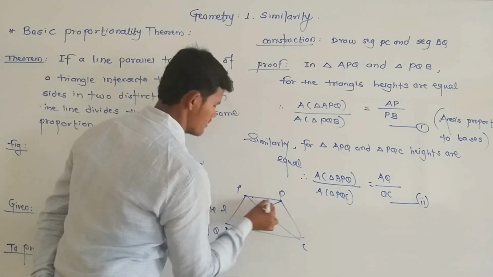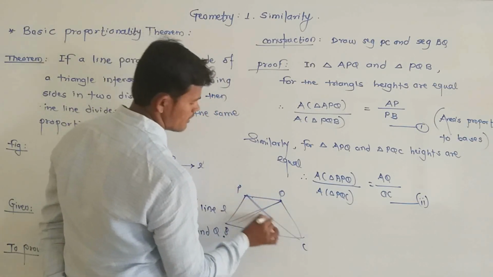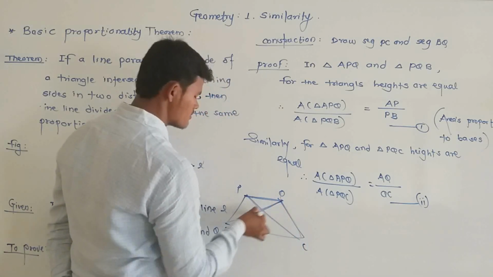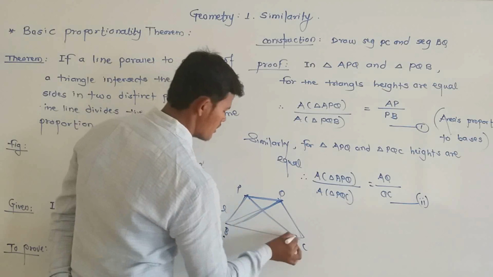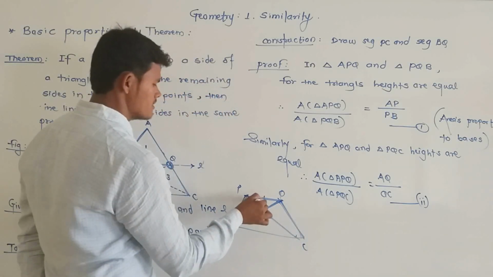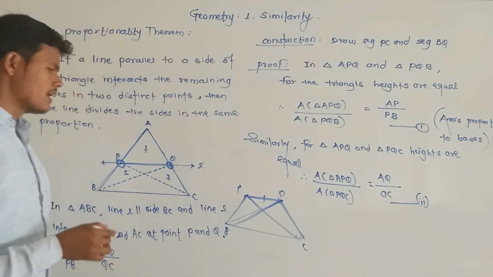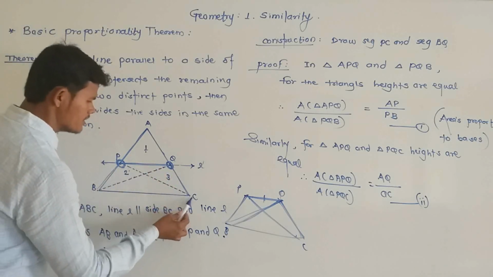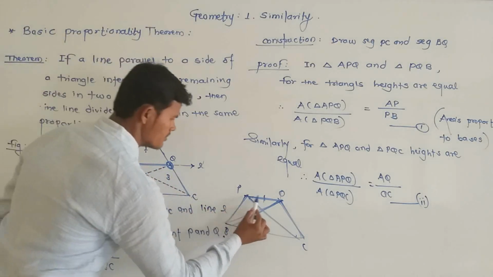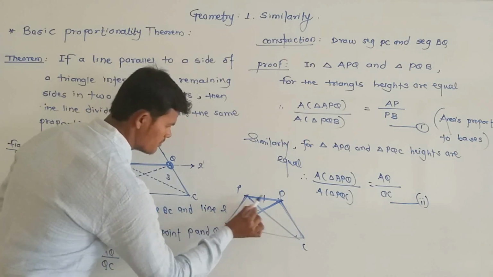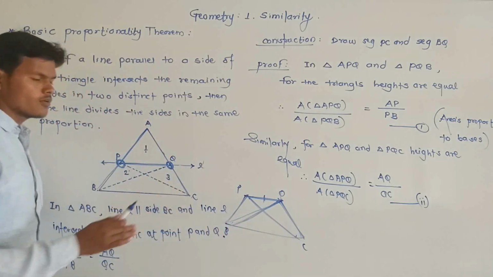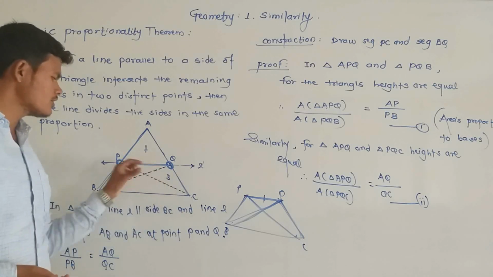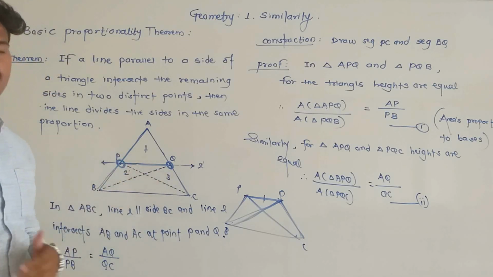PQB, and for triangle PQC, PQ is the common base for both the triangles. That means their base is common, as well as here segment PQ is parallel to BC. That means both the triangles PQB as well as triangle PQC are enclosed in two parallel lines. And if two triangles are enclosed in two parallel lines, then their heights are equal.